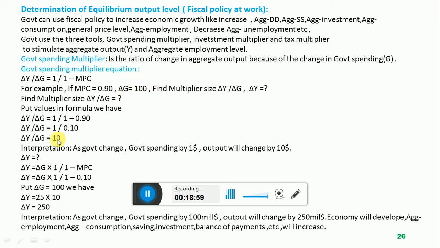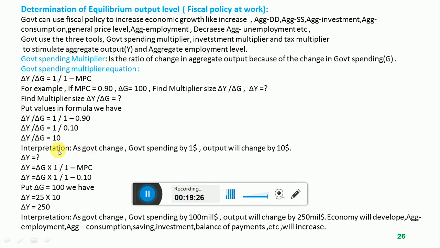So now this is the formula: delta y is equal to delta g multiplied by 1 divided by 1 minus MPC. That is, we will multiply the change in government spending with the multiplier size. We calculate this multiplier size one time, this 1 over 1 minus MPC. This is the multiplier size. This we calculate, look, this is not calculated in here.